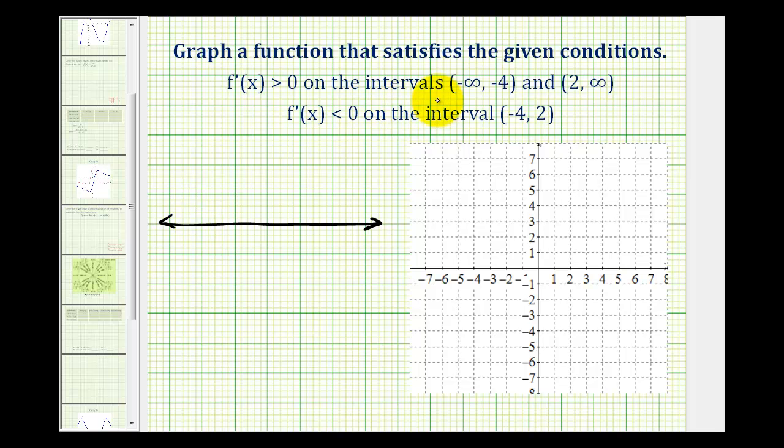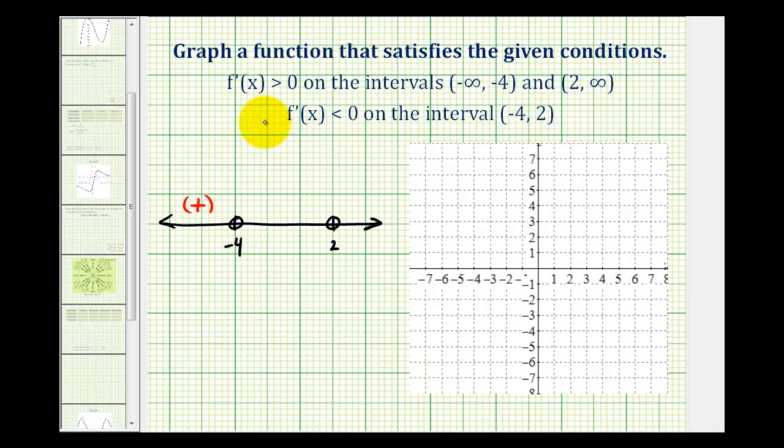Notice that the derivative changes sign at -4 and +2. So we'll plot those two values on the number line, and since these intervals are open intervals, we'll plot open points at these two values. On the interval from -infinity to -4, the derivative is positive. So on this interval here, the derivative is positive.